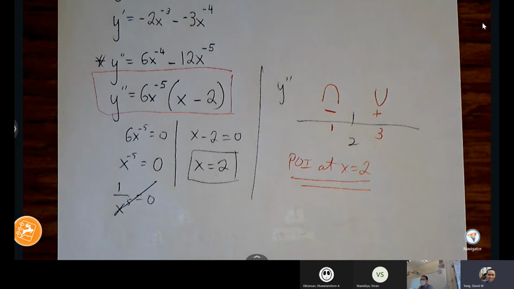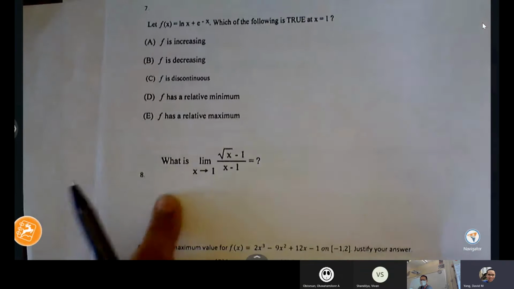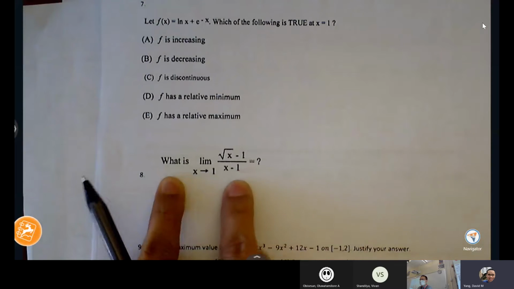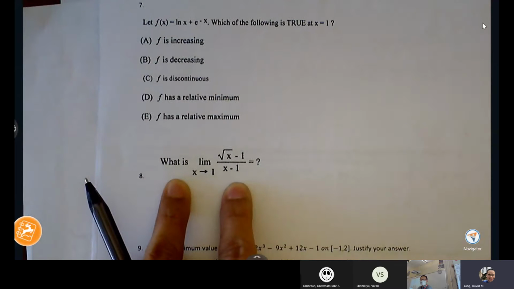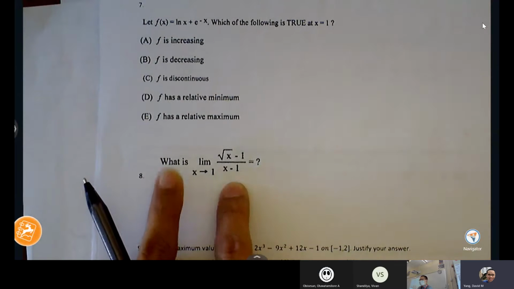Okay, next page. Tell me if you want to do this one or skip it. Number 8, limit problem. You can do either L'Hopital's or you can do the conjugate method. What do you guys think? You want to do it or you want to skip it?